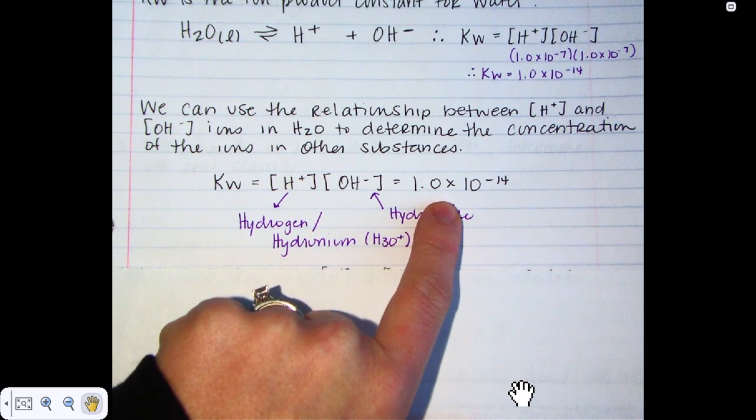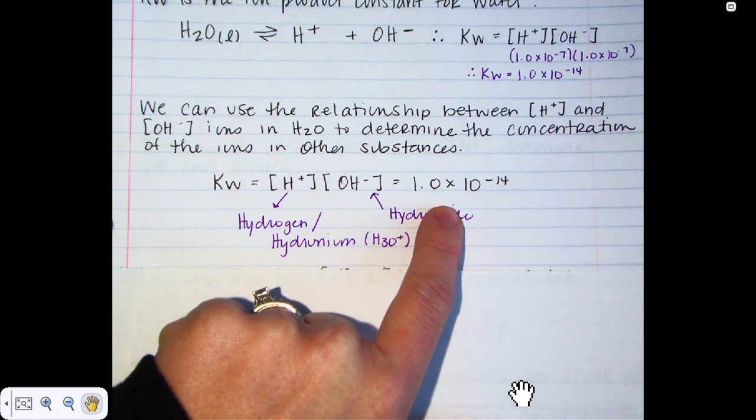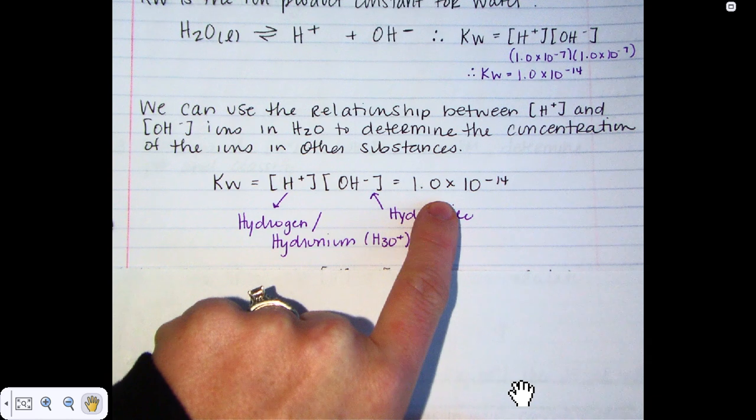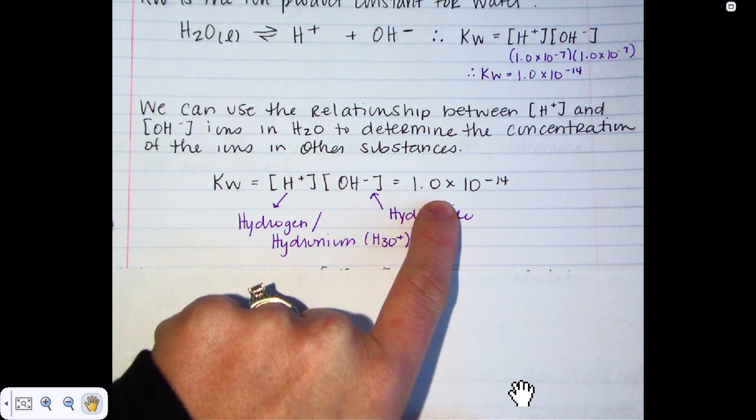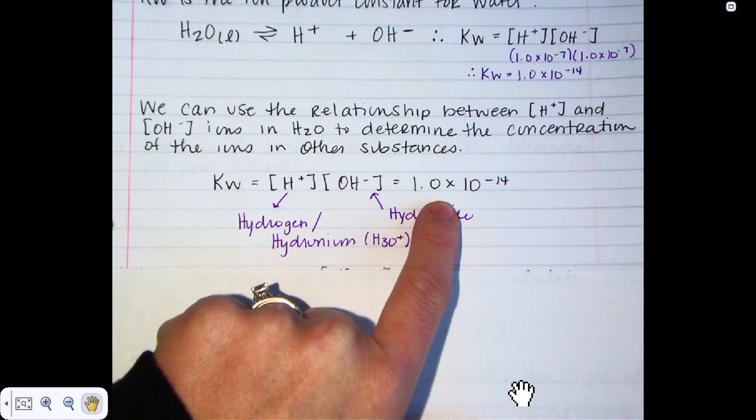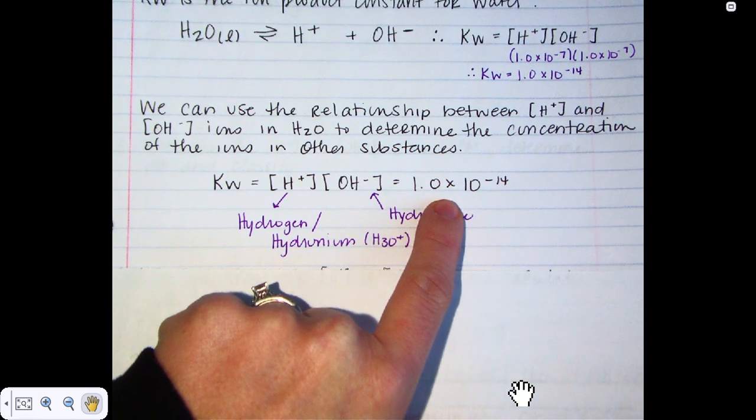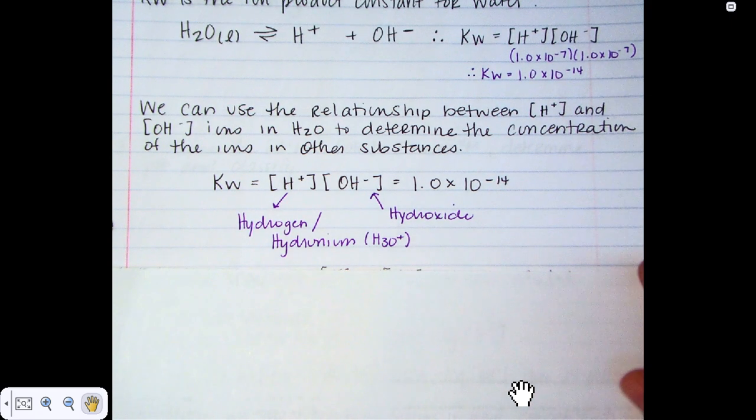Now, if this was an AP chemistry class, I would then go on to say at 25 degrees Celsius, this is the particular value for 25 degrees Celsius. At higher or lower temperatures, this does change. For the honors level, you can just use this value at any temperature given. We don't get into the nitty-gritty of the fact that this is temperature dependent. That is something that is discussed in AP. So stay tuned if you're taking AP.